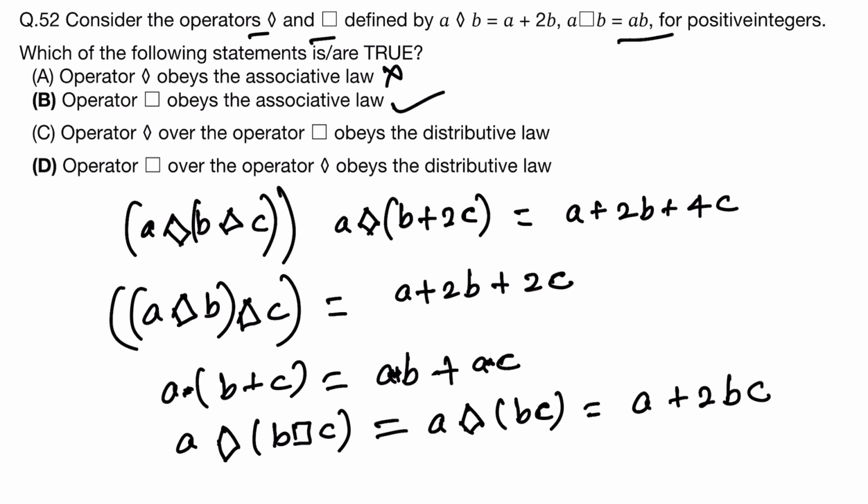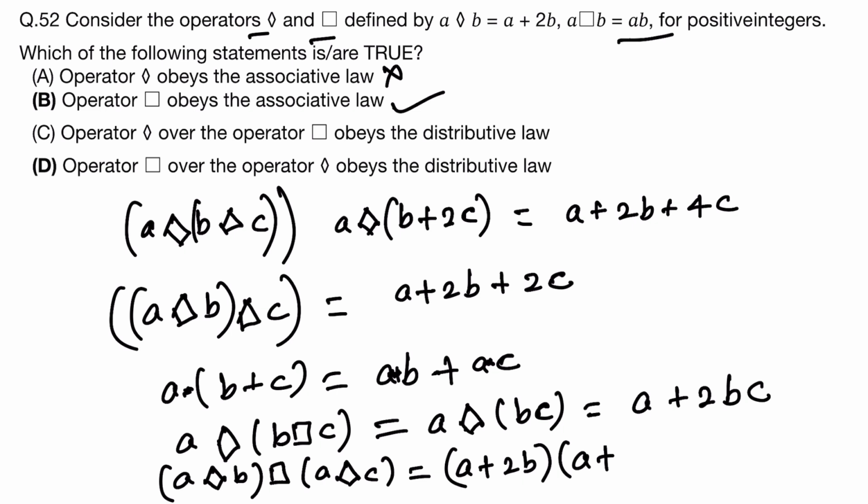According to the distributive law, this should be a rhombus b square a rhombus c. So its value will be a plus 2b into a plus 2c. You can calculate, both are not equal, so this is false. Next, the operator a square over the operator rhombus obeys the distributive law.